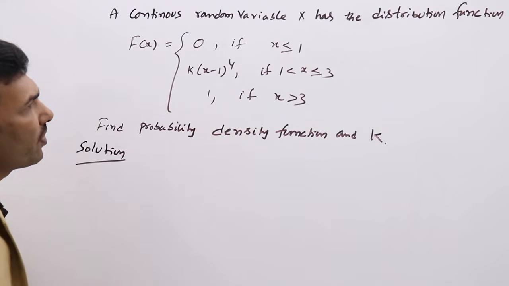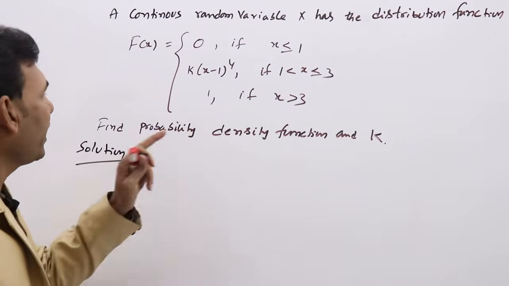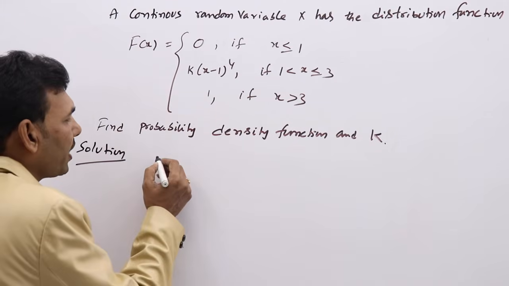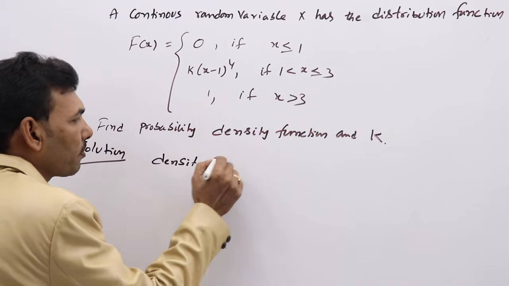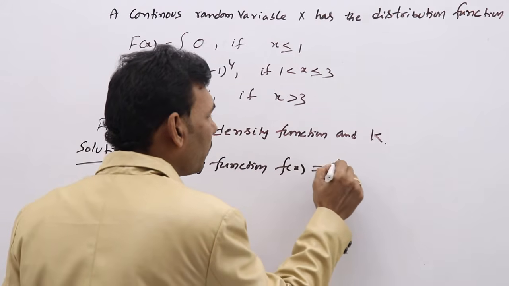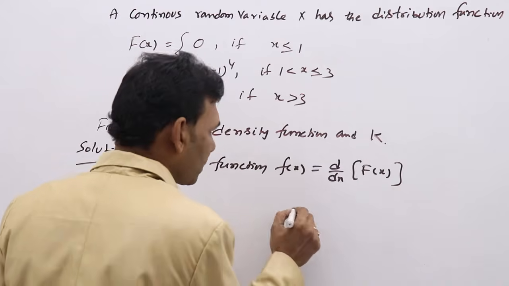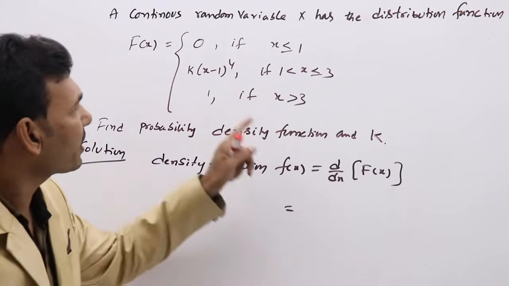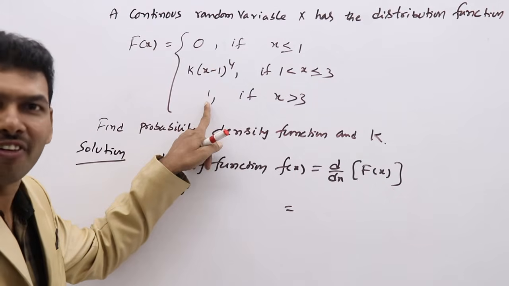A continuous random variable x has distribution function, capital F of x, given. Find the probability density function and the k value. So to find the density function, we know that the density function small f of x is equal to d by dx of capital F of x. What is the non-zero case of capital F of x? I am taking that. If you differentiate 0, you will get 0. If you differentiate 1, differentiation of a constant is 0.